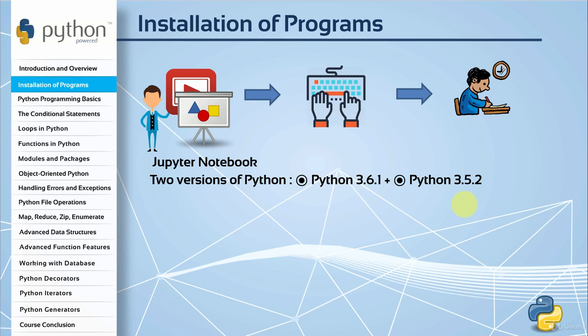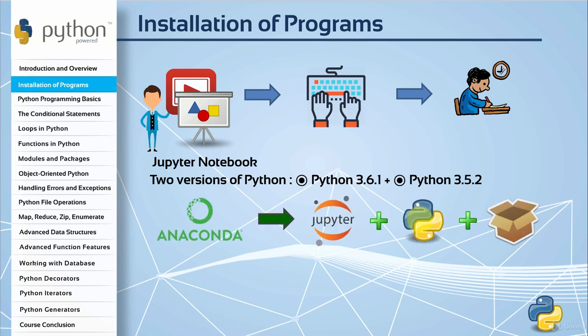So for this reason, we will install Jupyter Notebook with Python 3.6.1 and the other packages at once with the Anaconda distribution in this section, and in the next lecture we will install Python version 3.5.2. Of course, we will install this 3.5.2 version manually.